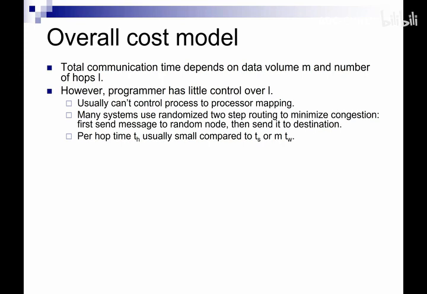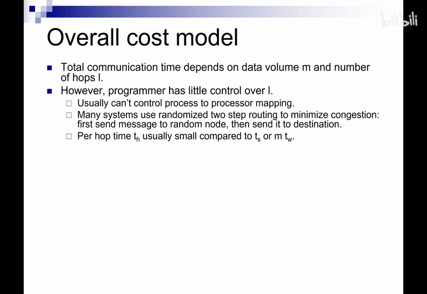The reason for doing that is, first of all, the programmer doesn't have any control over L, the number of hops that you go through. This depends on how your processes and your processors are mapped to each other. We'll see more about this processor-process mapping later on, but this is basically something the programmer cannot control. And because they can't control this mapping, they can't control how many hops a message is going to go through.